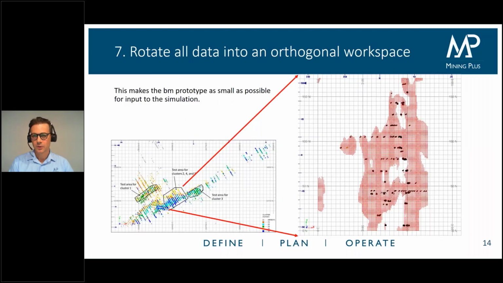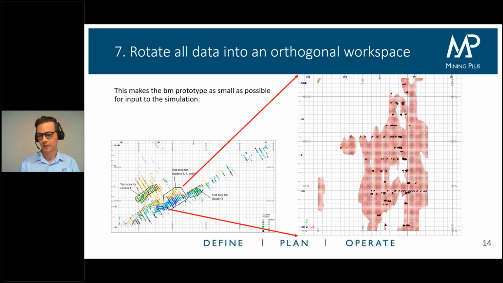Then we rotated all of the data into an orthogonal workspace. Based on my experience with conditional simulation and Datamine, I've found that even if you have a domain that's only separating out part of the space, when you run the simulation, the simulation has to visit all of the grid nodes in the block model prototype that you give it.